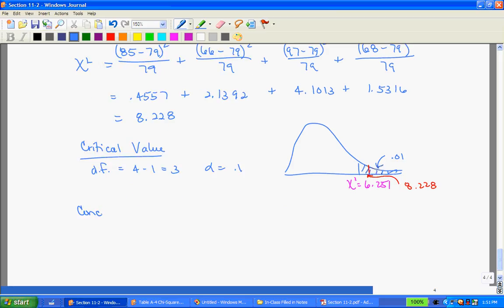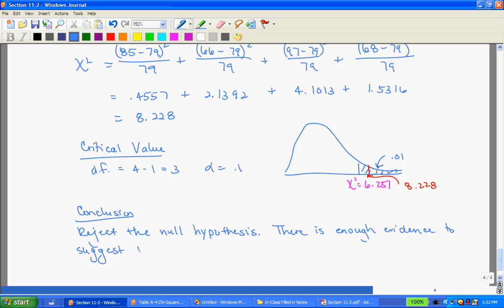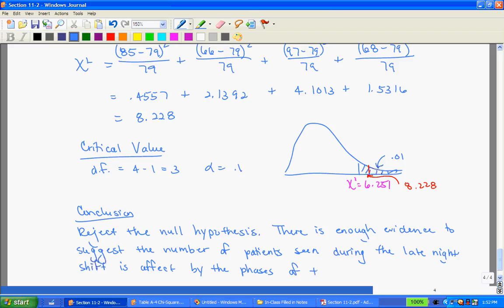So we would say for a conclusion, we reject the null hypothesis and say something to the effect that there is enough evidence to suggest the number of patients seen during the late night shift is affected by the phases of the moon. So basically, the nurses are right with their assumption.